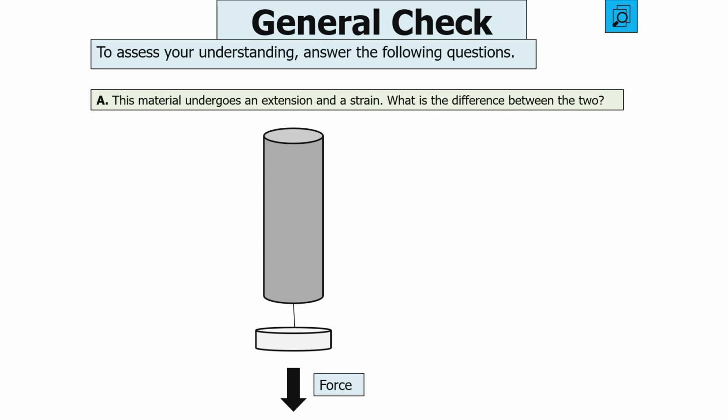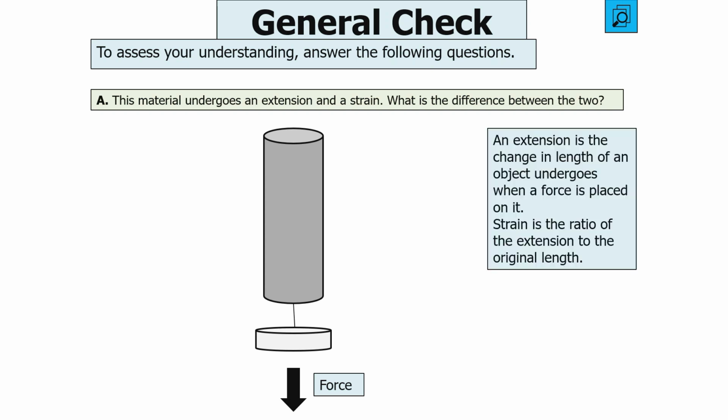This material undergoes an extension and a strain. What is the difference between the two? Pause the video now, then unpause the video when you want to go through your answer. An extension is the change in length of an object that it undergoes when a force is placed on it. Strain is the ratio of the extension to its original length.